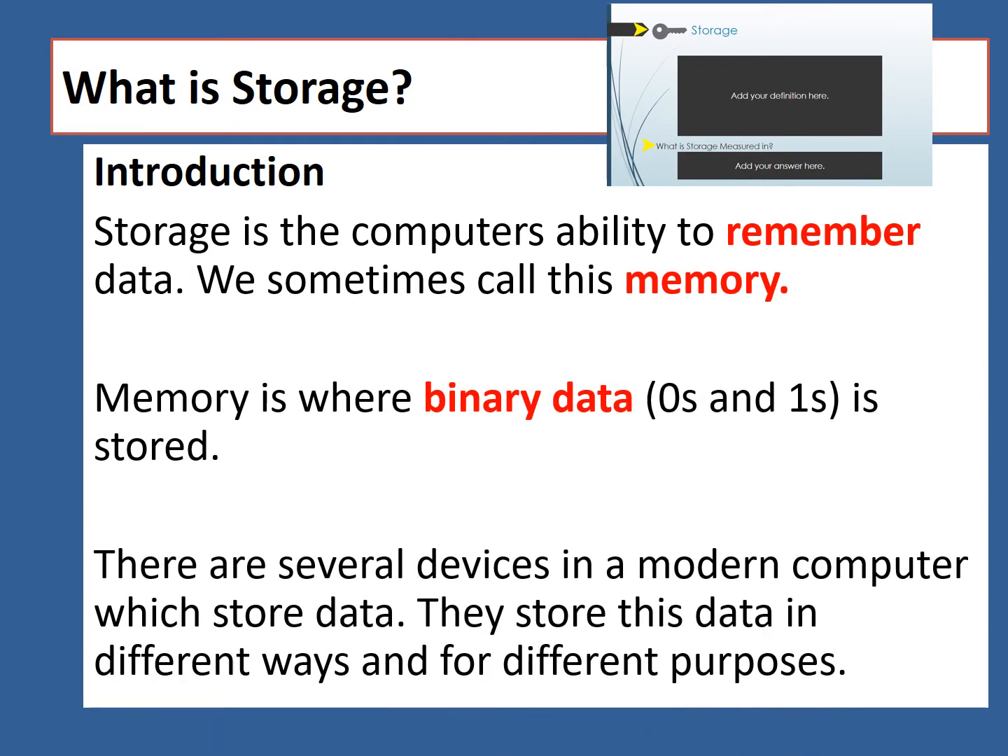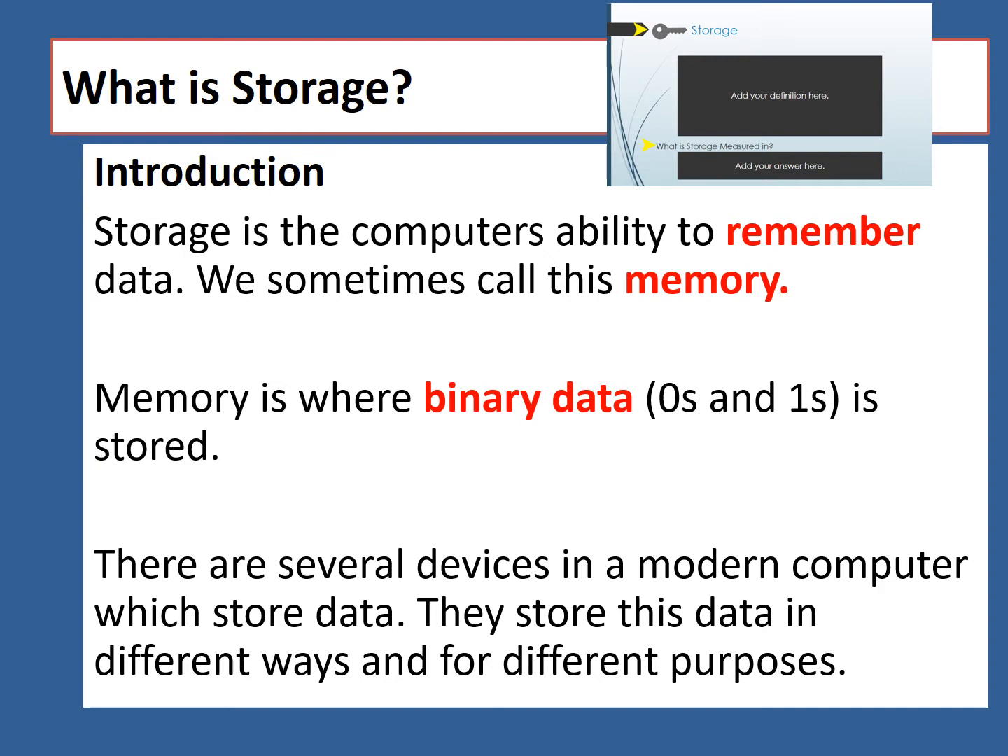So what is storage? I want you to find the page that you can see in the top right hand corner of this slide, and you're going to have to explain what storage is. Storage is the ability for computers to remember data, and sometimes we actually call that memory, particularly when we're talking about primary storage. We'll look at the difference between primary storage and secondary storage shortly. Memory is where we save data as zeros and ones, and you might remember this as binary. We know there are several devices in a modern computer and several ways that data can be stored.